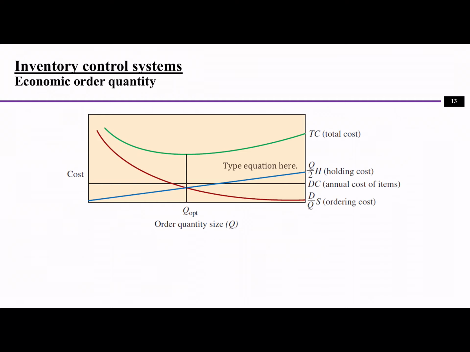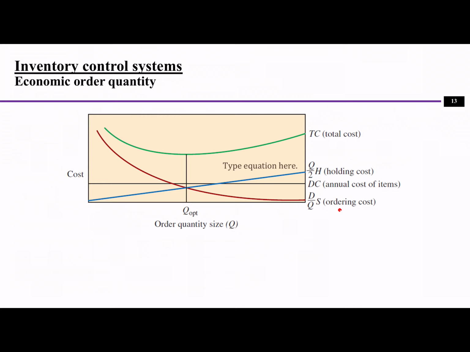All right, now I'll continue with how we minimize the TC value. TC equals D times C plus D divided by Q times S plus Q divided by 2 times H. So there are the material cost, the setup or ordering cost, and also the holding cost. For each one, you can see whether the line is going up or down. The annual material cost, D times C, is always constant because it's always there. The holding cost goes up the more you hold, and the ordering cost goes down the more you order each time.